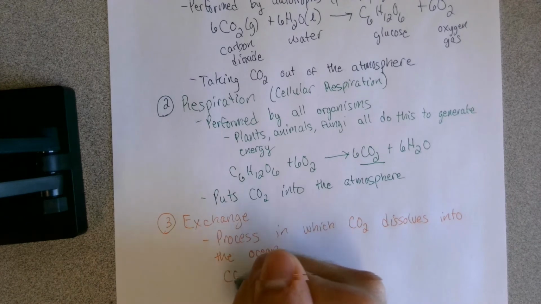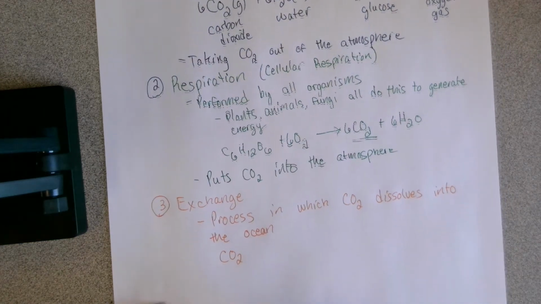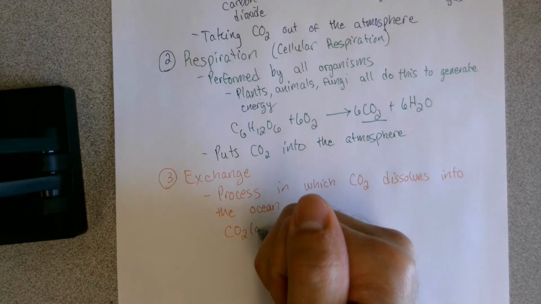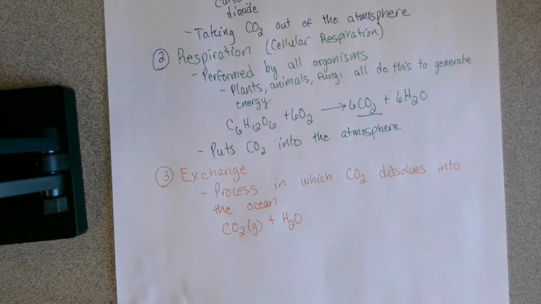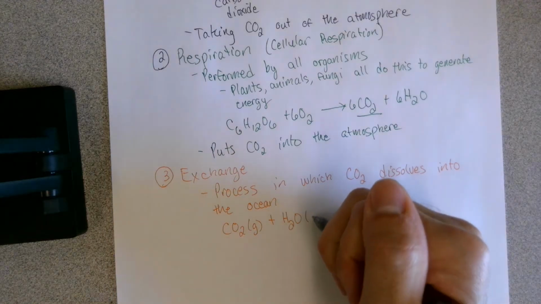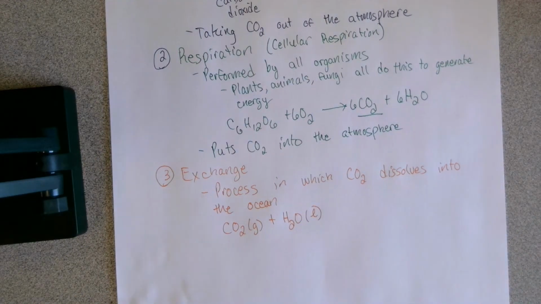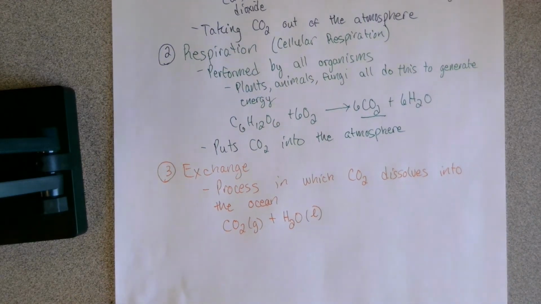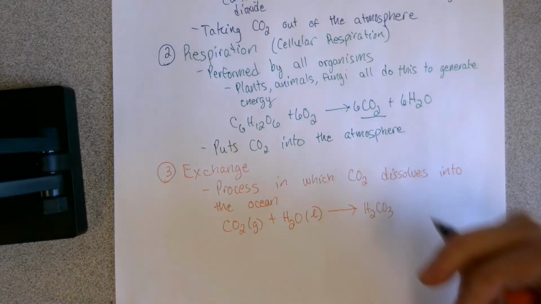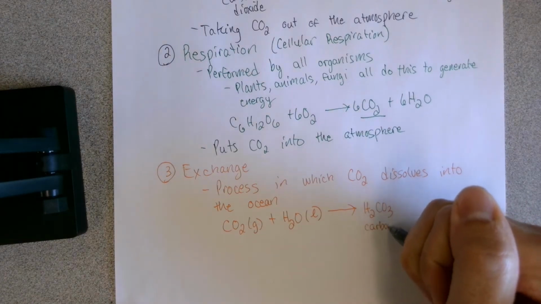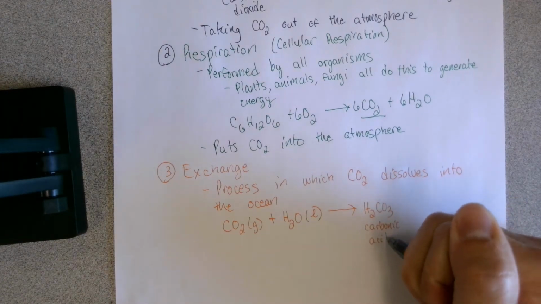So CO2 that's in the gaseous phase is going to react with just normal water that's in the ocean. So that's going to be a liquid. And how this happens is the water just interacts with it. As the waves encounter the CO2 that's in the air, some of it dissolves into the ocean. And when you do that, you form H2CO3, which is carbonic acid.